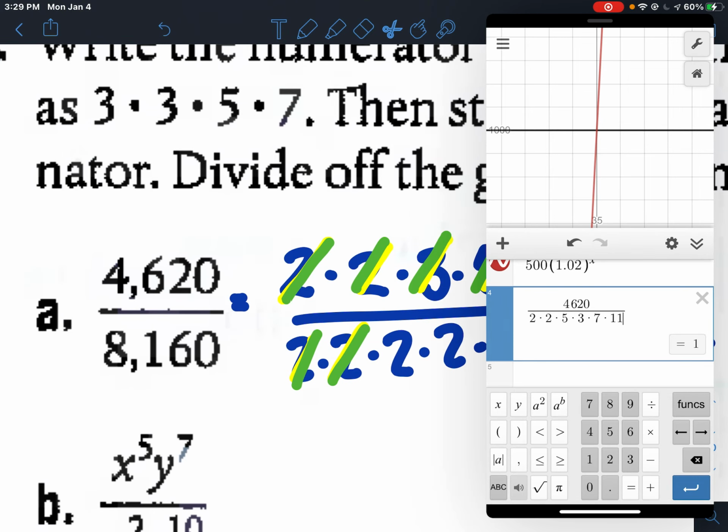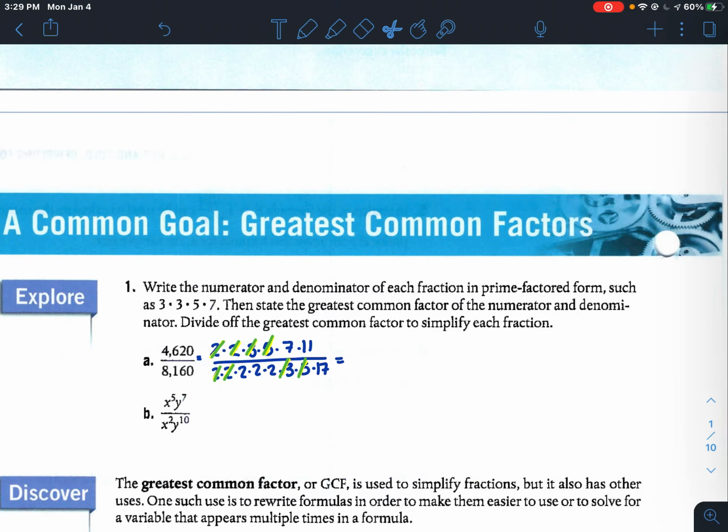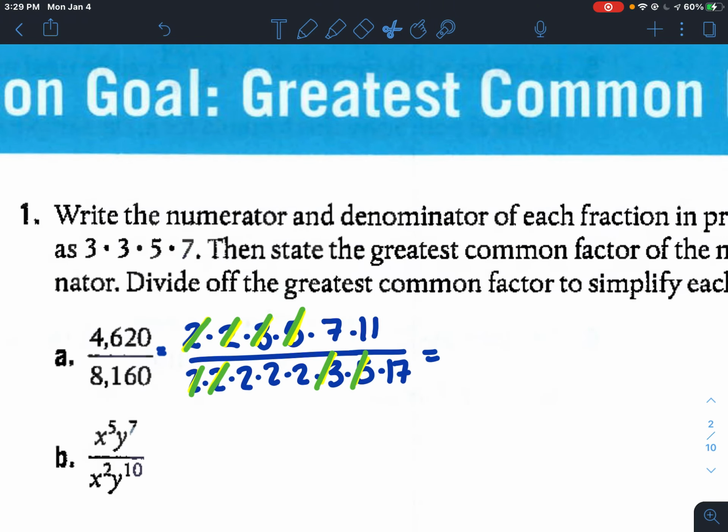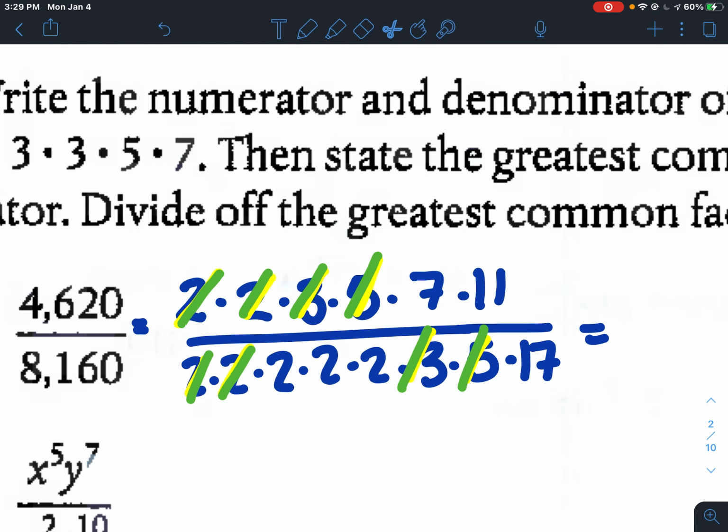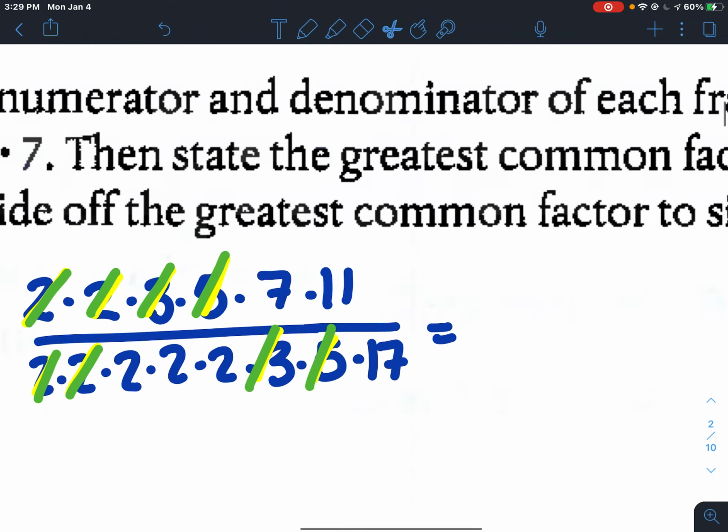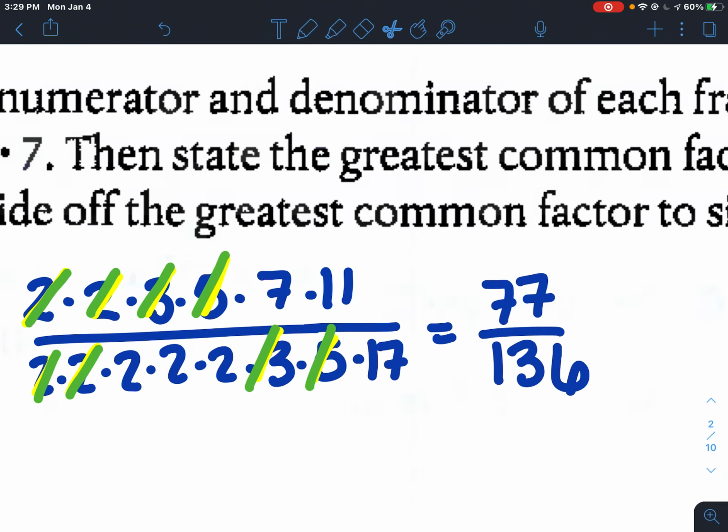And I'll do the same exact thing for 8,160. I'll just play with the numbers exactly like I just did. Then I'm going to cross out the things that they have in common. There's a 2 on the top, a 2 on the bottom, 2 on the top, 2 on the bottom, 3 on the top, 3 on the bottom, 5 on the top, 5 on the bottom. So I'm going to be left with, when I reduce, 77 over 136. 7 times 11 is 77. 2 times 2 times 2 times 17 is 136.